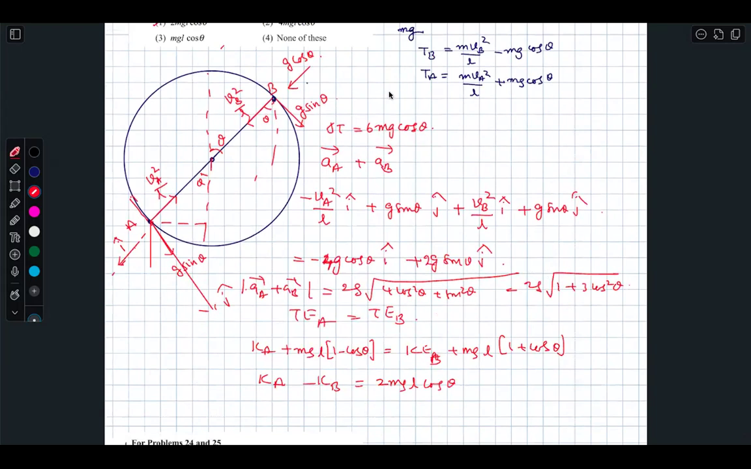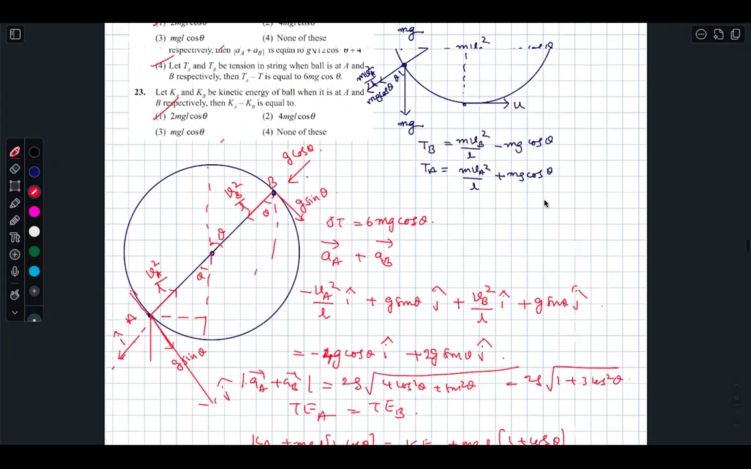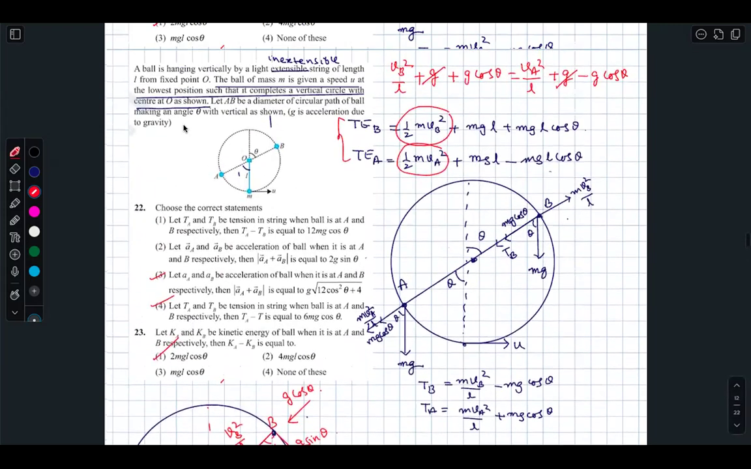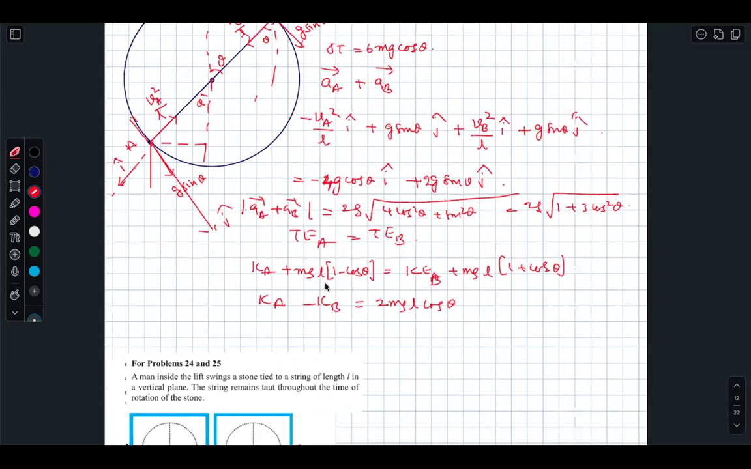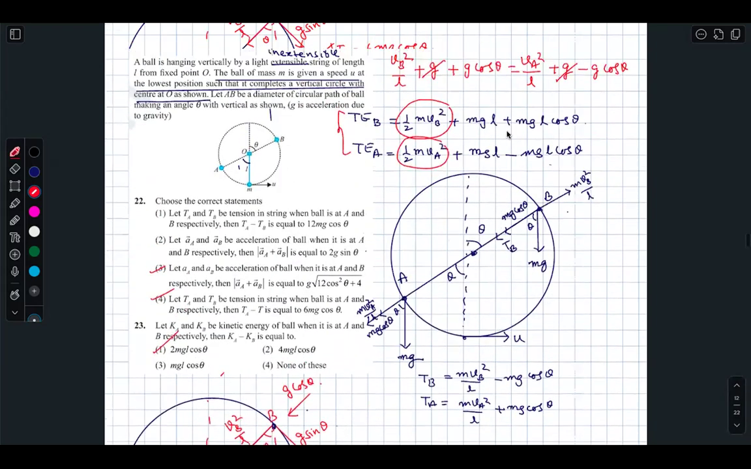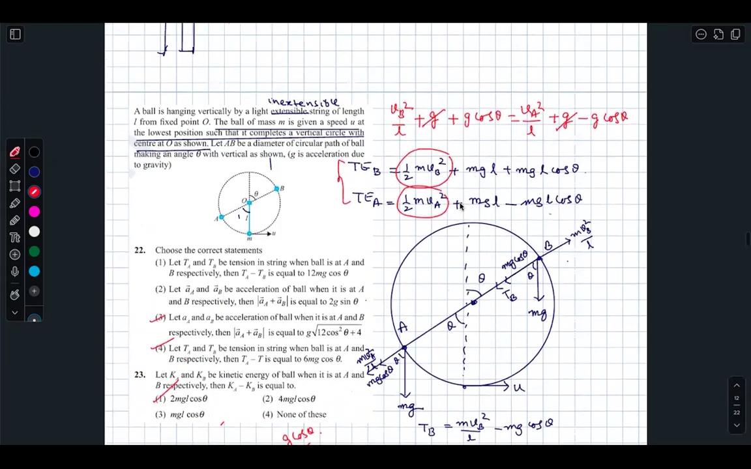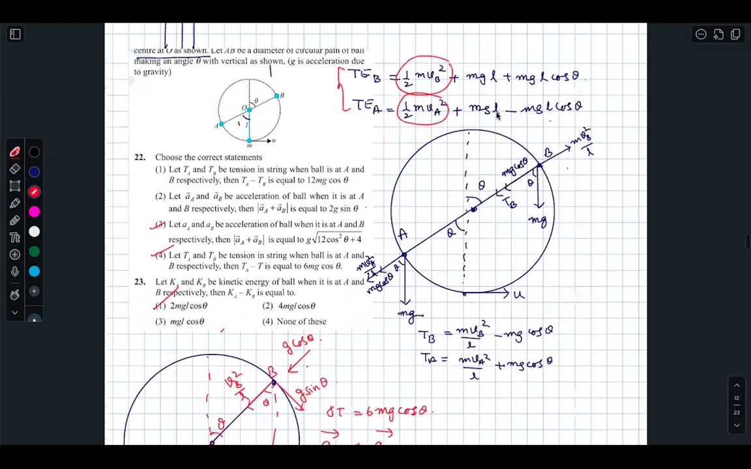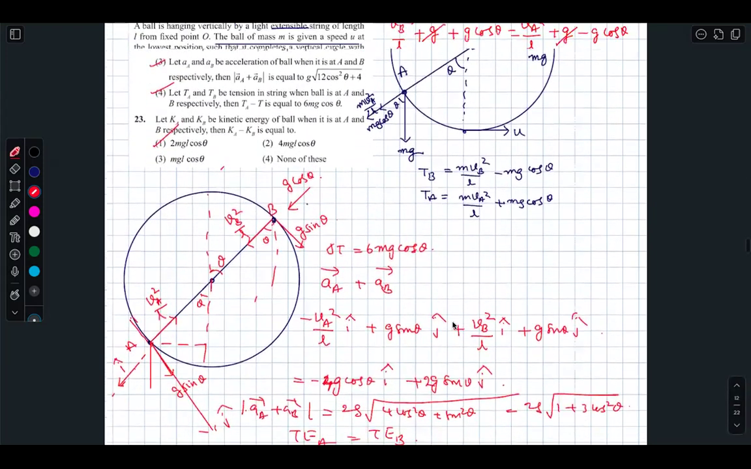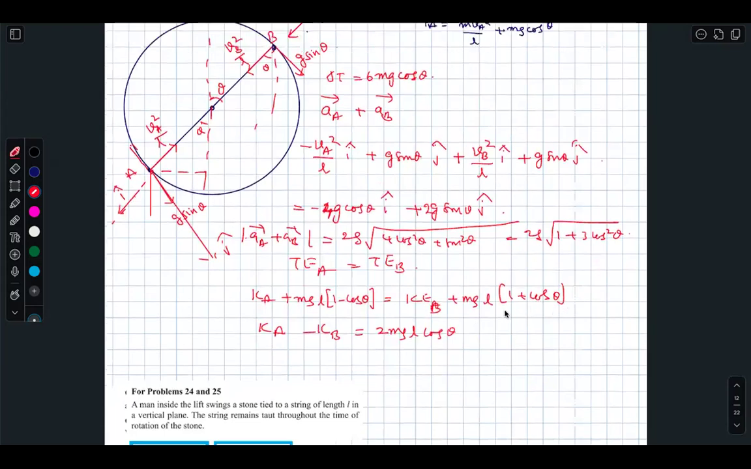Sir, can you please explain the last part? Good. Please try to understand. Total energies are same. This is the kinetic energy of B. This is the kinetic energy of A. So when I am equating, kinetic energy of A plus mgl (1 minus cos theta) is kinetic energy of B plus mgl (1 plus cos theta). They want the difference of these two terms. So I've done the calculation.